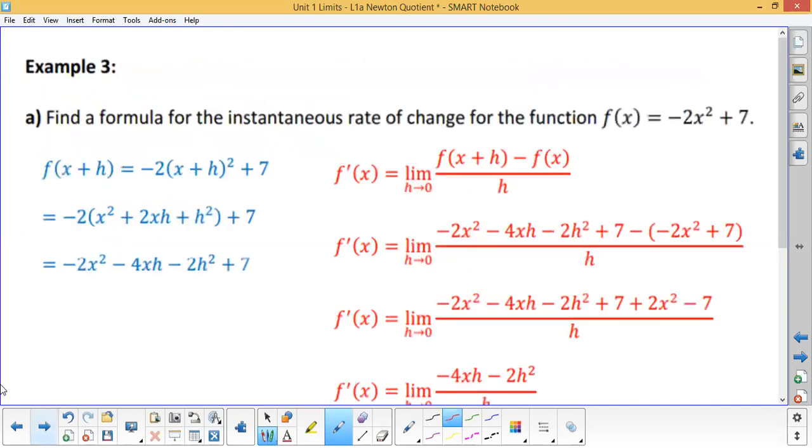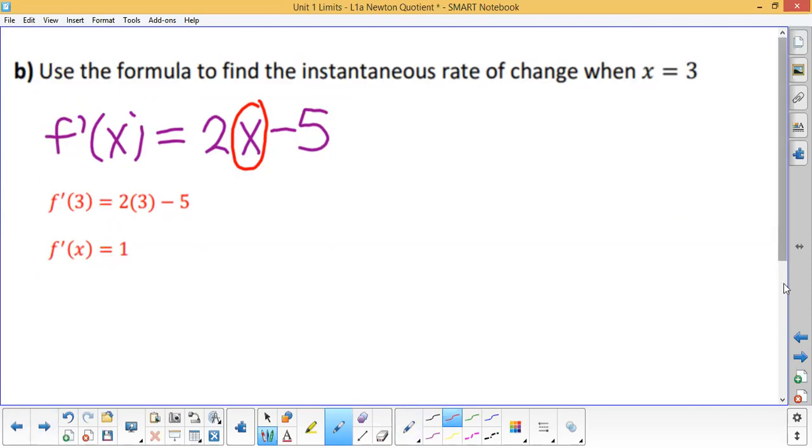I believe there was another example. I guess I was wrong.